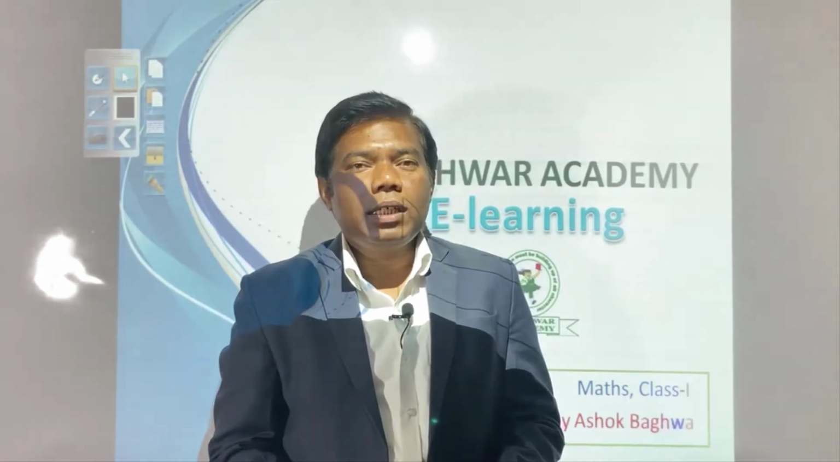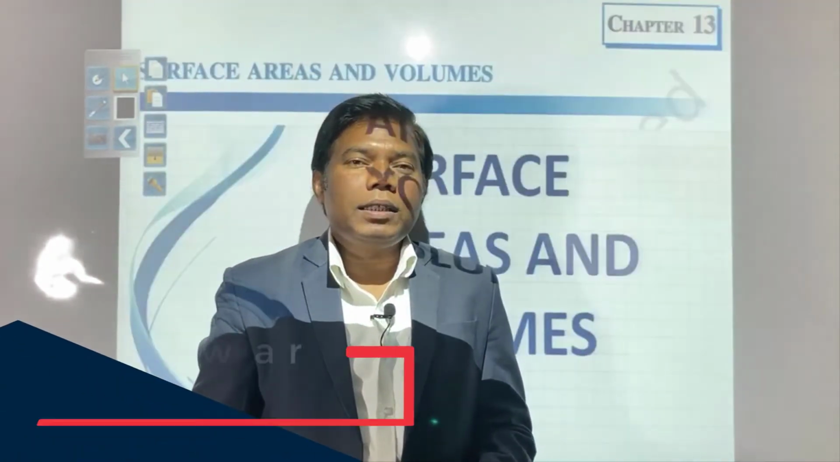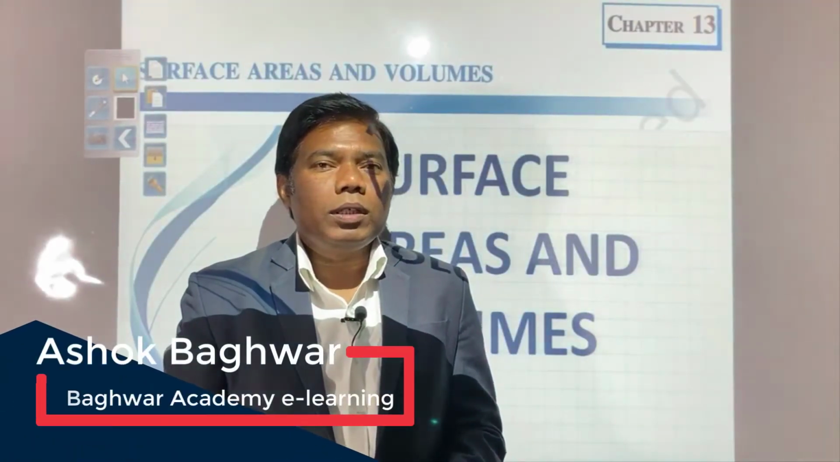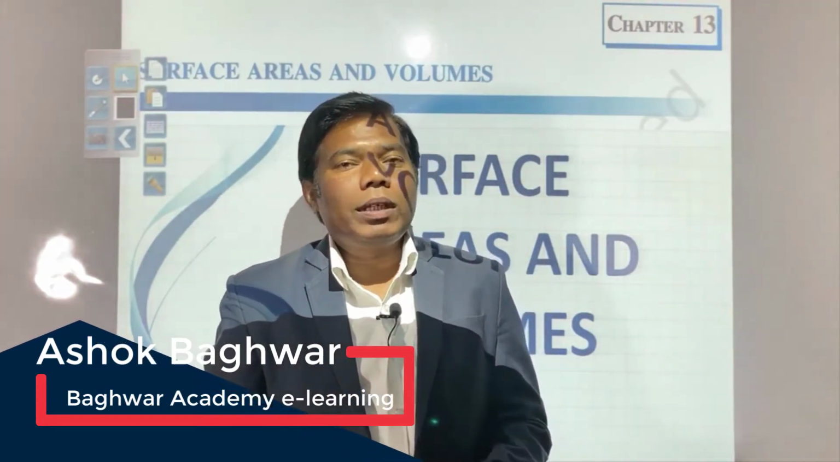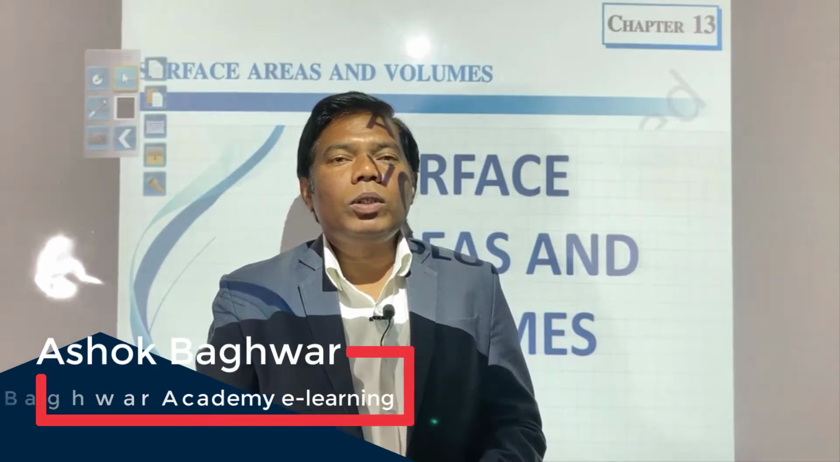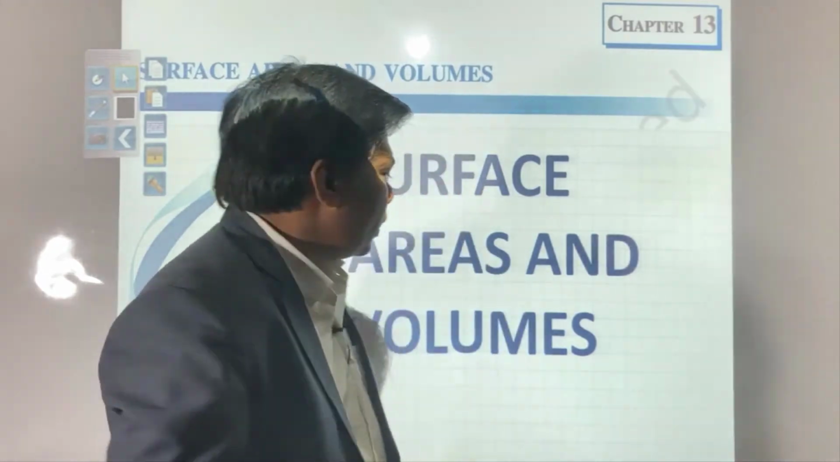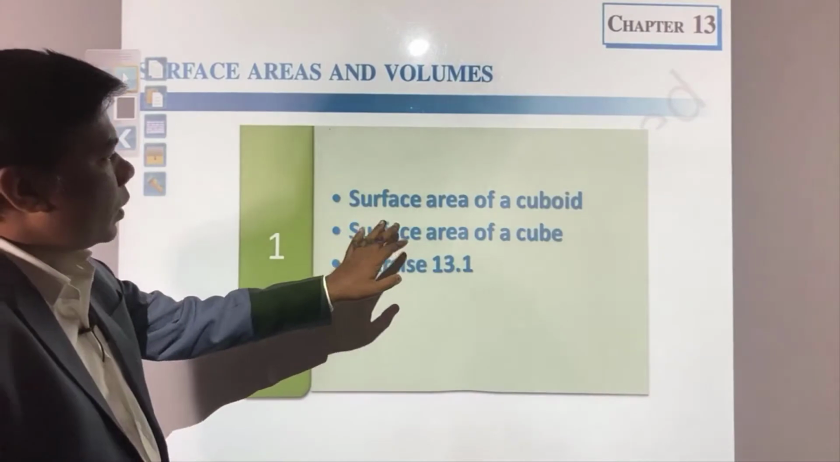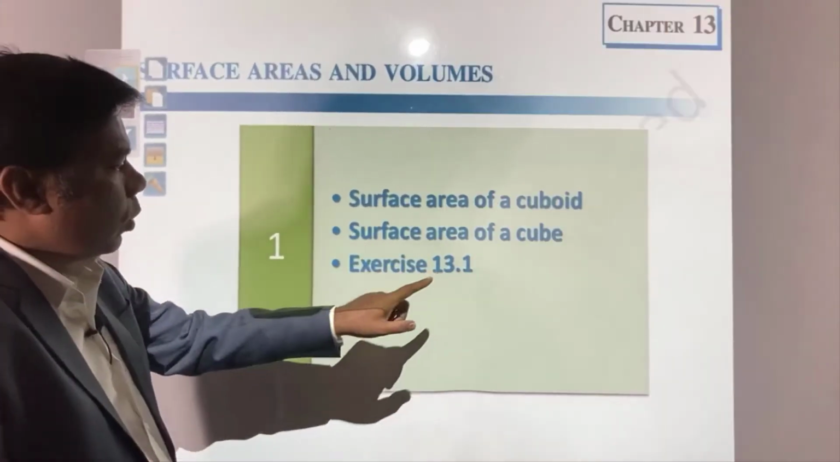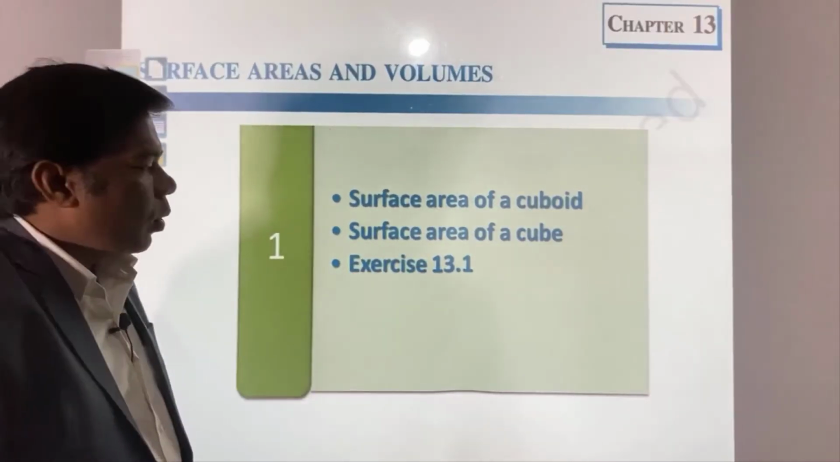As we have been doing surface areas and volumes, chapter 13, we already started last day. The surface area of cube and cuboid we had seen, and a few examples were solved, and it was told to start exercise 13.1. I hope you must have started. So today in this class we are going to take a few questions from surface area of a cuboid and cube for exercise 13.1.